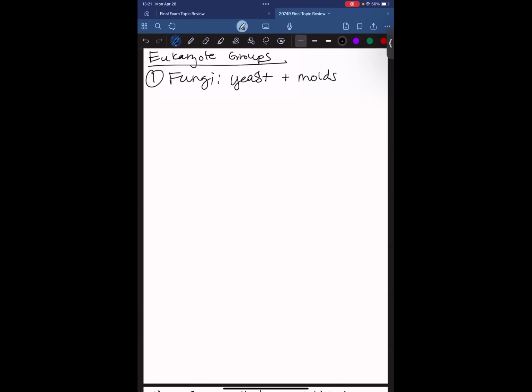The fungi are multicellular or single cellular. Most of them are multicellular, but they can be single cellular or multicellular. They are not able to photosynthesize. They do not have chloroplasts. No photosynthesis for these guys. They do have a cell wall, usually made of chitin or cellulose. What else about the fungi? They can reproduce asexually or sexually. Asexual reproduction is the one that we talked about, really.